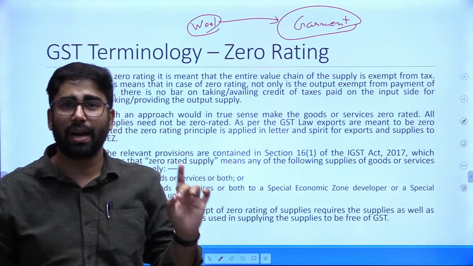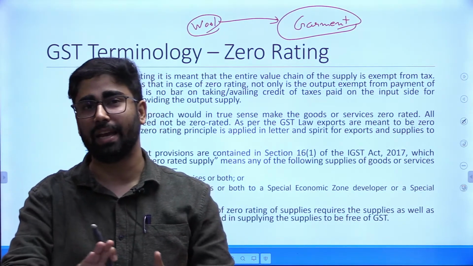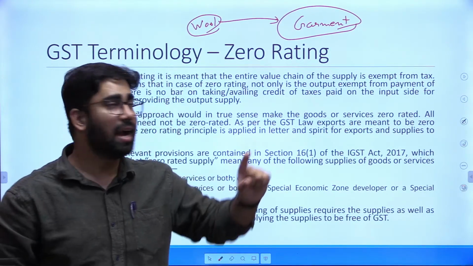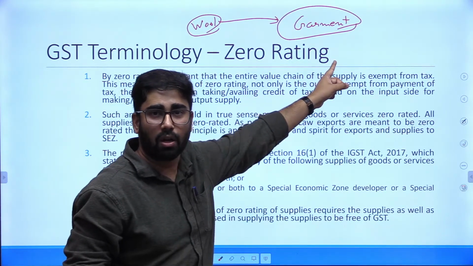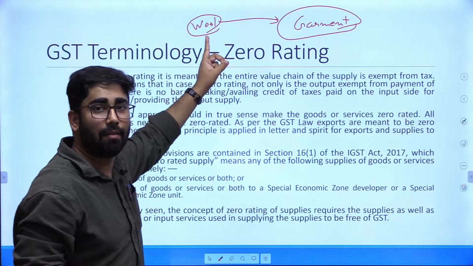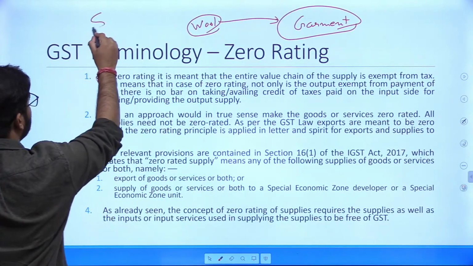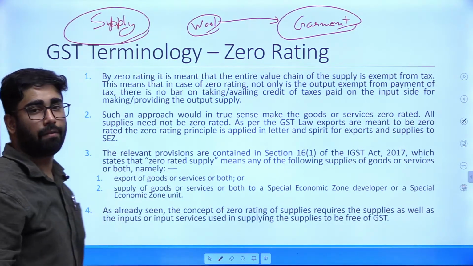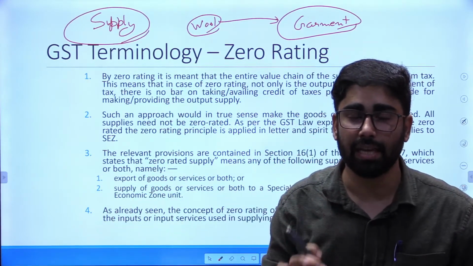So what zero rating essentially means is that the entire supply chain is exempted. It means that if the garment is zero rated, the tax won't be levied on the garment, but the tax won't be levied on wool also. So all the supply chain will be exempted from taxation, and that is why we are calling it zero rating.